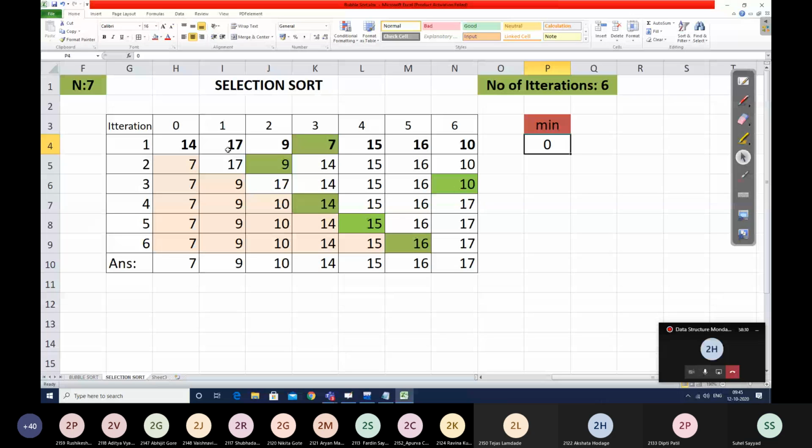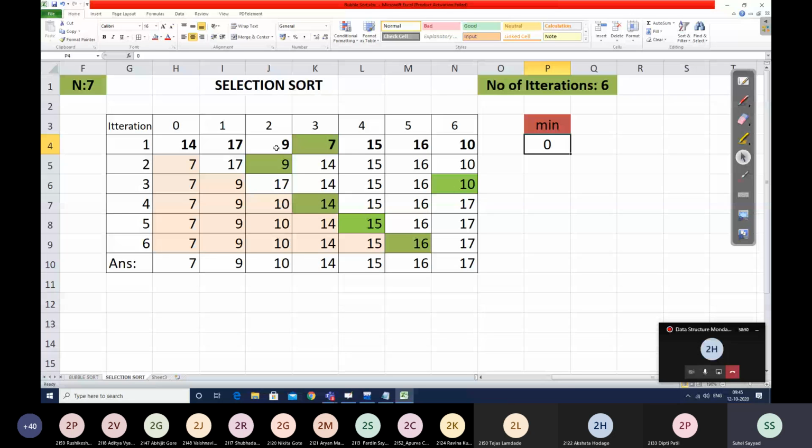Do I need to change the value of mean? No, because A of 1 is not less. So I'll keep my mean as 0 only. Again, I'll proceed. I'll check A of mean with A of 2.